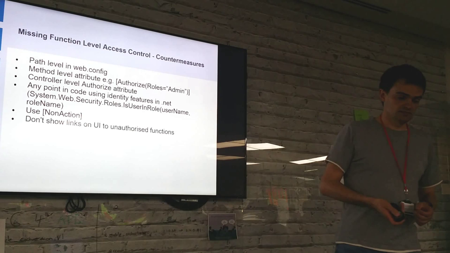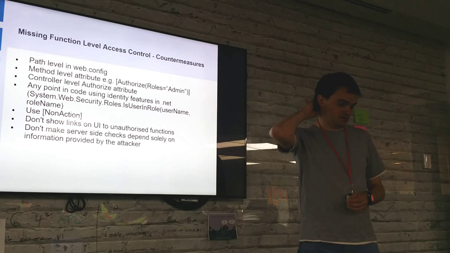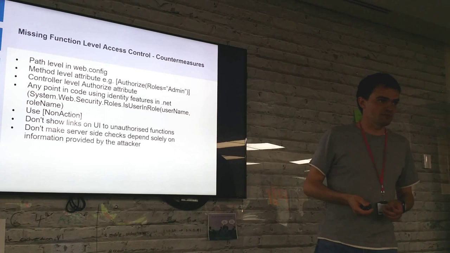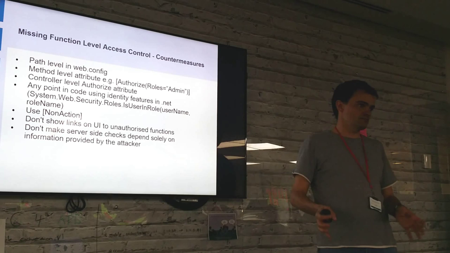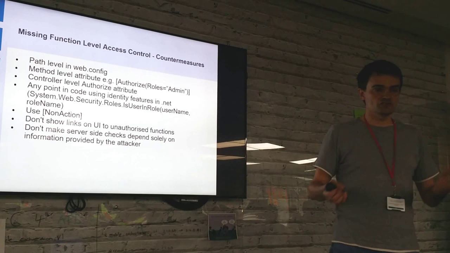So other things you should do, don't show links on the UI to unauthorized functions, just show the ones that are there, and do make server-side checks. So back to the point about validating what's in the cookie that's going back, don't assume that that's correct. Don't assume anything the user is sending back is correct. You can craft HTML posts with whatever information you want and fire it at the server and do that in an automated way. So don't rely solely on security information you've already sent down to the client.